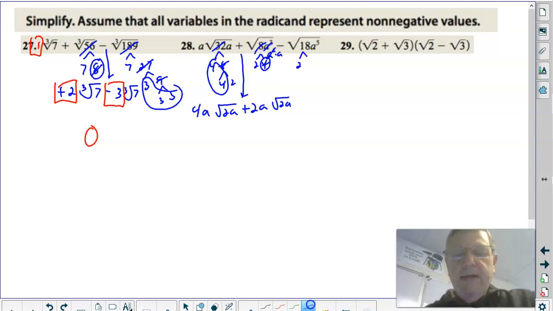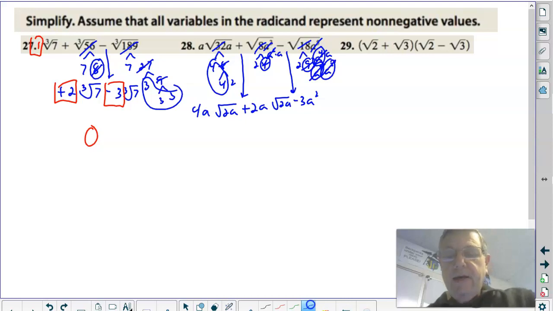Last term, 18, 2 times 9. Okay, what's the square root of 9? 3. So I have this negative sign in between, then the 3. A to the 5th is an a to the 4th times a. What's the square root of a to the 4th? It's an a squared. Now again, 4 divided by 2, but if you don't see it, you can think of it as an a squared times an a squared. What's the square root of a squared? A. What's the square root of a squared? A. That's the a squared. All right, what's left in? Square root of 2a. Okay, adding like terms.